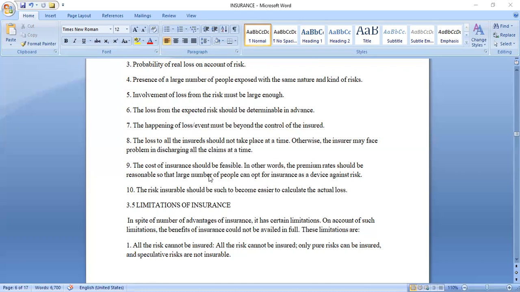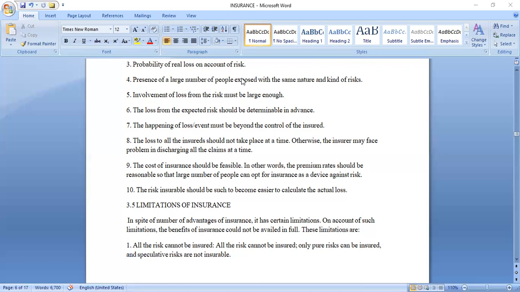Then next, the cost of insurance should be feasible. When you talk about the cost of insurance, these insureds pay what we call a premium. Depending on the insurance policy, it could be annually, it could be monthly, right? So they pay that premium to the insurance companies. But for this insurance business to be successful, that premium should be affordable, right? Should be feasible. It should not be too costly for these people taking the insurance.